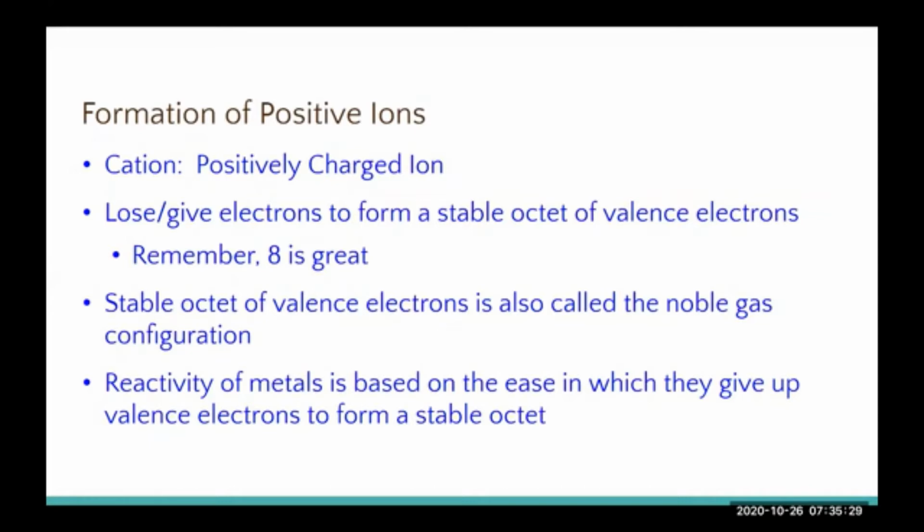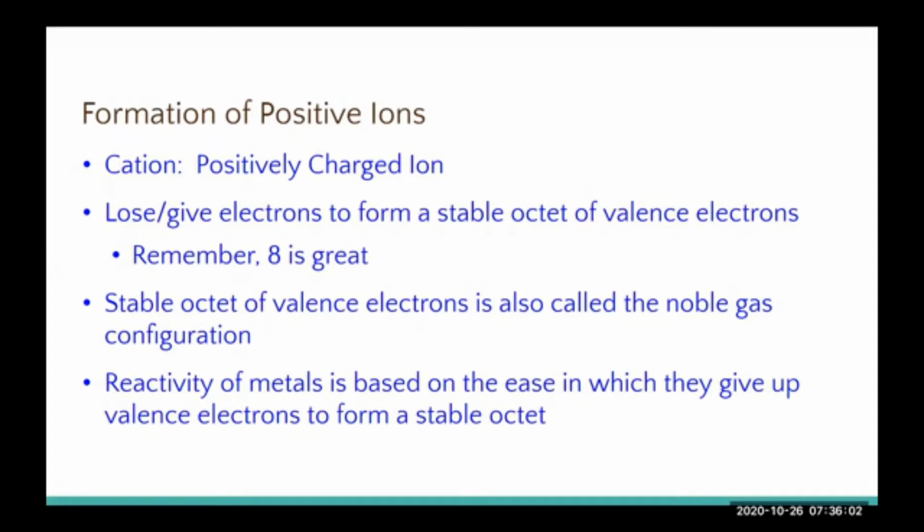So always remember, 8 is great. These are primarily in columns 1, 2, the transition metals, and 13: the alkali metals, alkaline earth metals, the transition metals, and the boron family. They lose electrons to mimic a noble gas. It's easier for them to lose 3 electrons and look like the noble gas in the period above, think about your noble gas formations, than to gain more and look like the noble gas in the period that they're currently in.